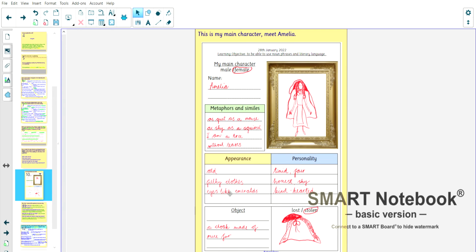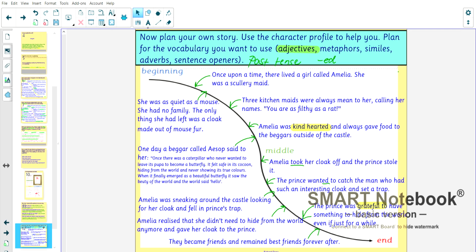So I said that she would have eyes like emeralds and timid, honest, shy. So I definitely did not include those ones in my plan yet. So this is why we can always edit our writing. So I can do that now, and I can even write it here. I can write timid and shy and honest.